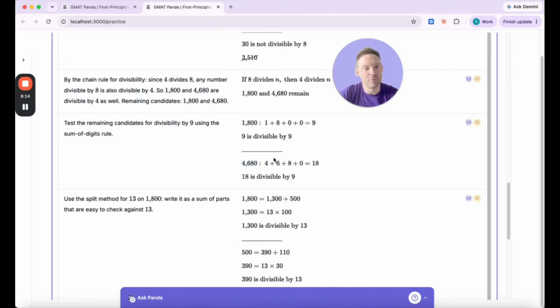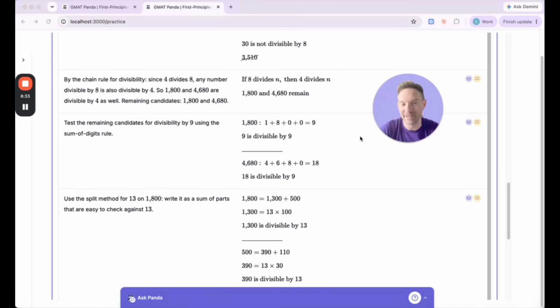4,680. 4 plus 6 plus 8 plus 0 is 10 plus 8, 18. Is 18 divisible by 9? Yes, it is. It's 9 times 2. So that one would also be divisible by 9. So unfortunately, we can't rule out any further numbers with this check by 9.